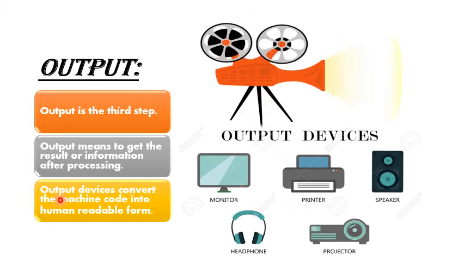What do they do? Output devices convert machine code into human readable form. A computer uses machine code, and we will learn what machine codes are in a separate chapter in detail. Just remember that the computer gives the result in the form of output, in a form that humans can read. These are the examples of output devices: monitor, printer, speaker, headphones and projector.